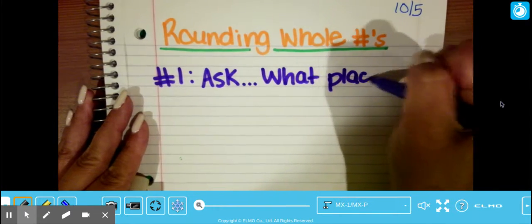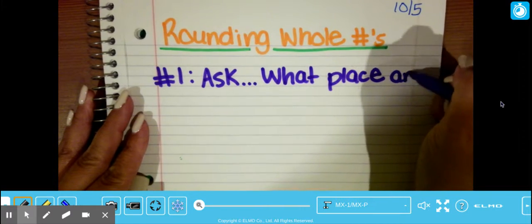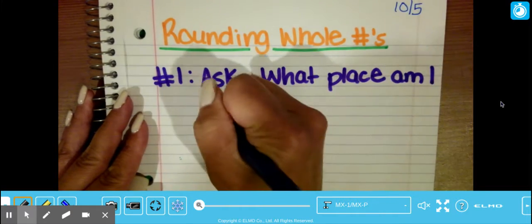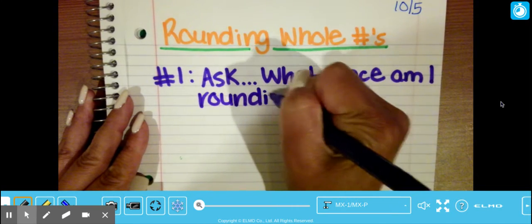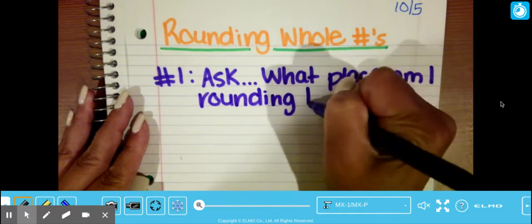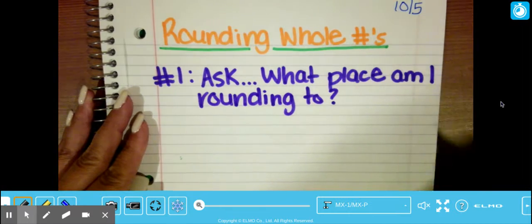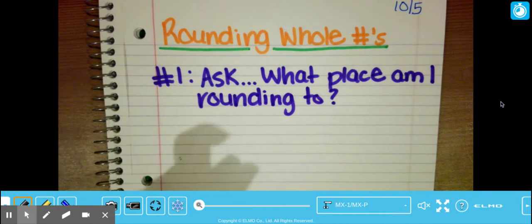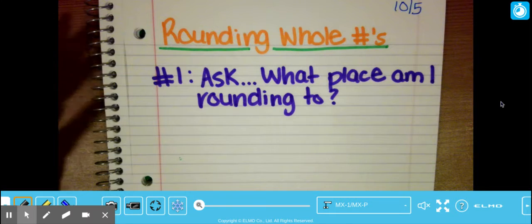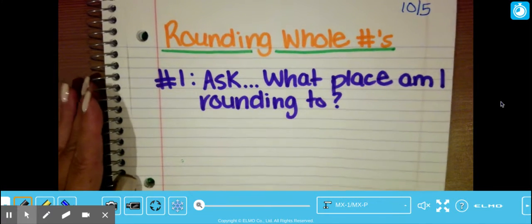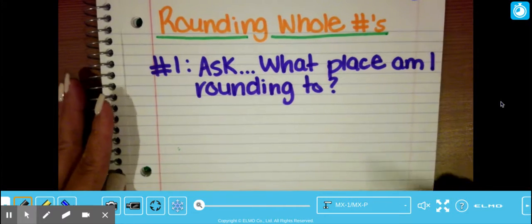What place am I rounding to? Very important. Now, if they don't tell you what place they want you to round to, you can just take the easy route and round to the greatest place value. It will be the most simple method.